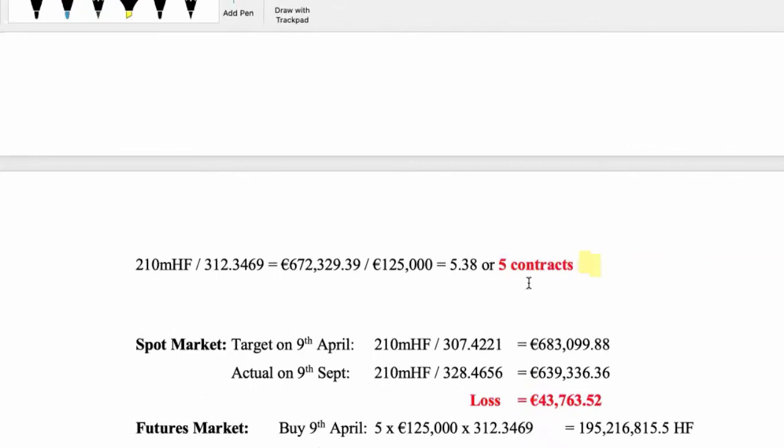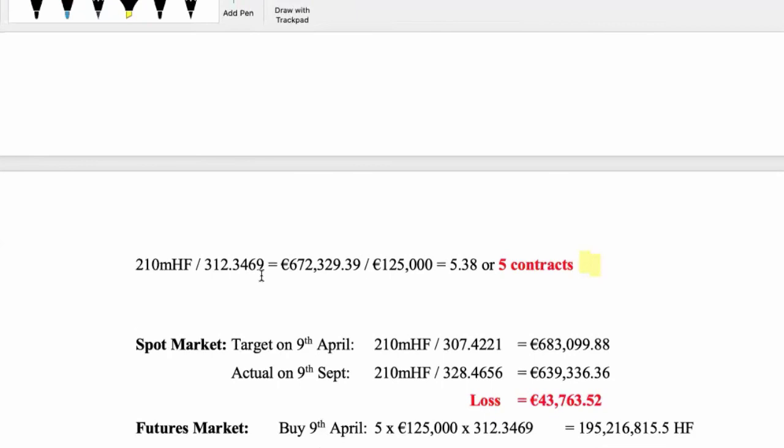Sorry for jumping ahead. We're here with the answer, but I'll just go through it. If you recall, we were exporting goods to the value of 210 million Hungarian forint. Okay, so that's where we're getting this from, what I highlighted earlier on in the exam paper. We're going to divide that by the 3469.